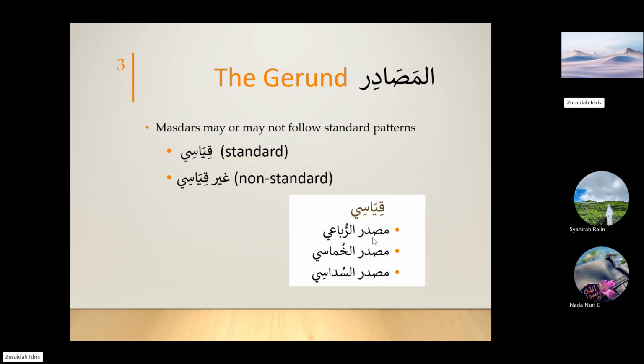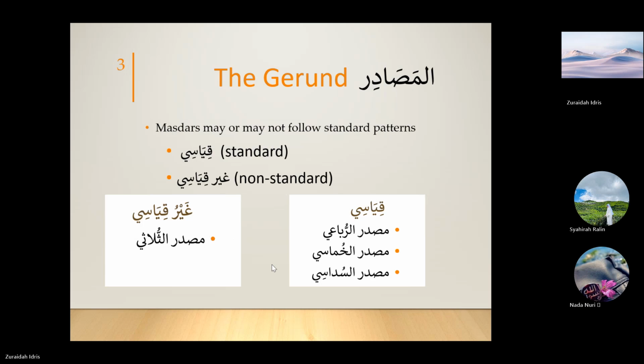Broadly speaking, not 100% true, but usually qiyasi are the ones with more than 3 root letters. So we're looking at rubai, khumasi, and sudasi. We'll be doing numbers next after we do the masdars, so you will know what rubai, khumasi, and sudasi mean. This is 4, 5, 6. Then there's ghair qiyasi, the ones with no standard pattern, and that's usually the 3-letter words.